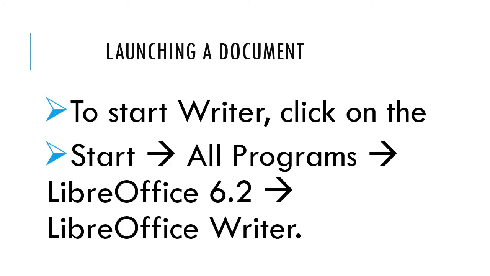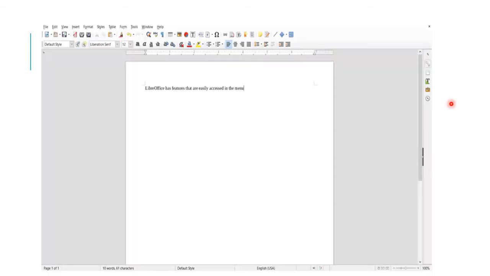Let's see how to launch LibreOffice Writer. To start Writer, first go to the Start button, select All Programs. Under that LibreOffice 2.2, then click LibreOffice Writer. This is the first step to launching a document. After clicking this, see this is your screen.